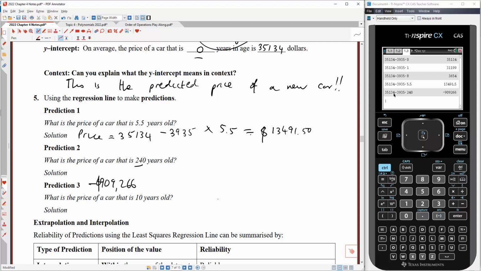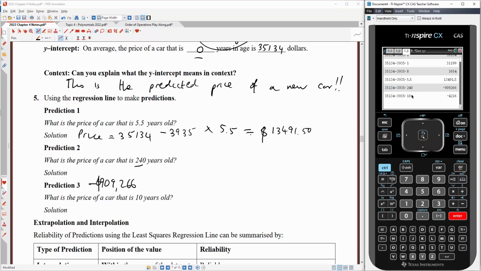So the price of a car that is 10 years old. This seems to make a bit more sense. So let's do that one. And it says that a 10-year-old car, where's my mouse gone?